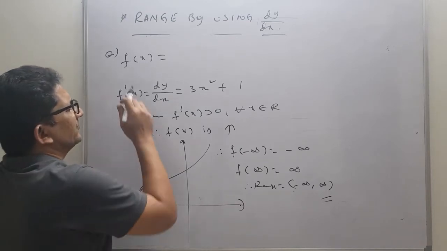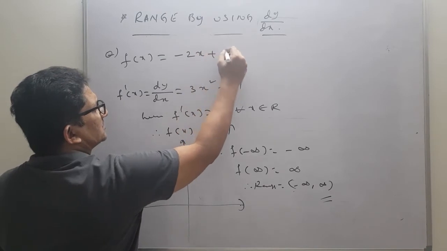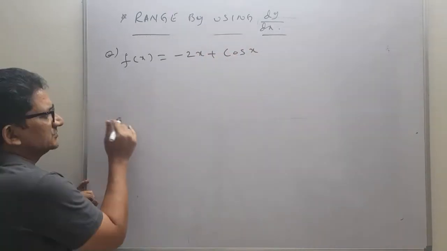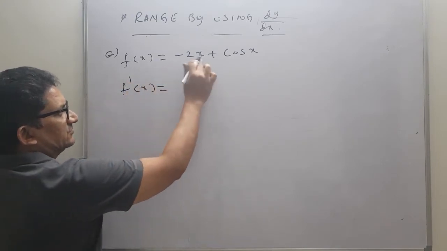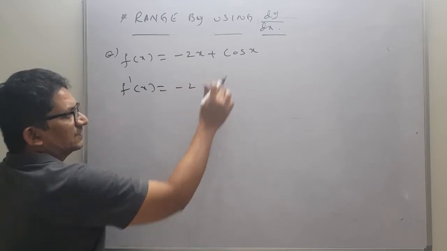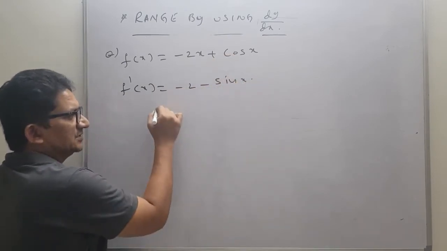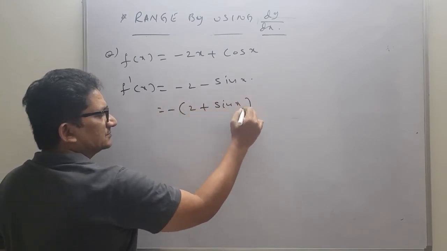Next question, find the range of f of x equals minus 2x plus cos x. We need to find the derivative f dash x. So the derivative of minus 2x is minus 2 and the derivative of cos x is minus sin x. So that means we can write this as minus of (2 plus sin x).